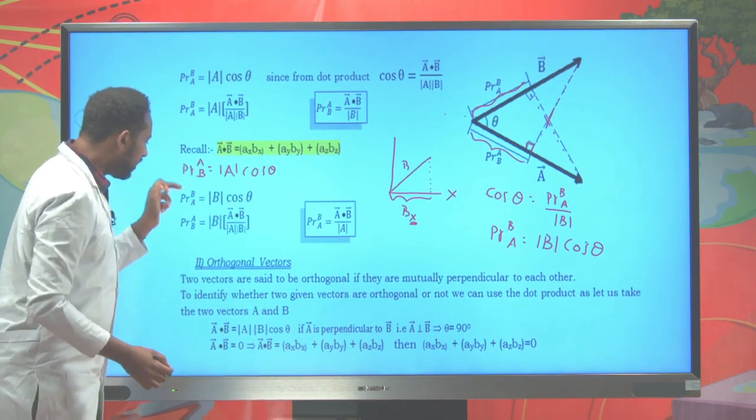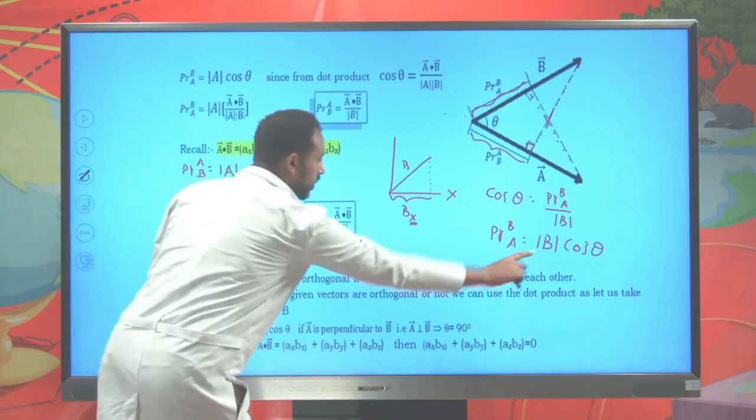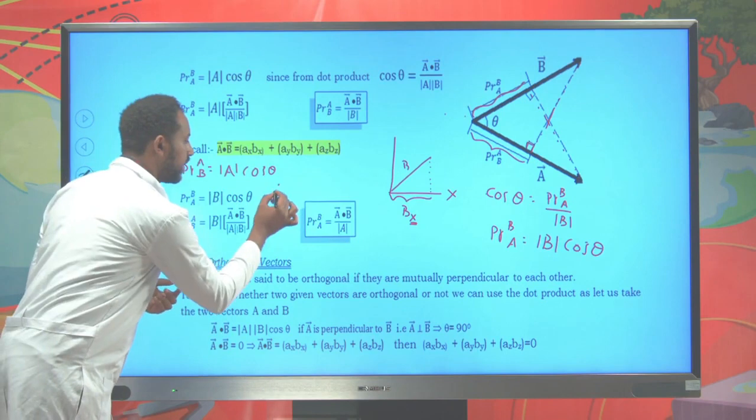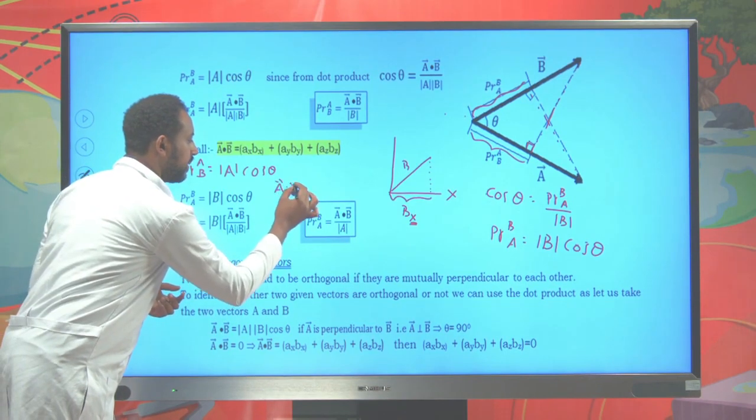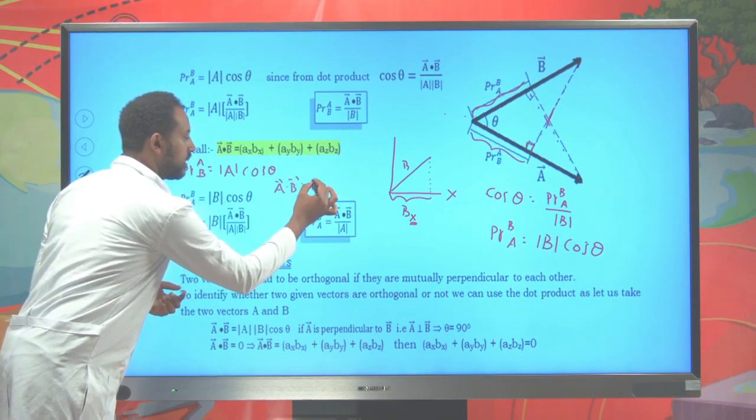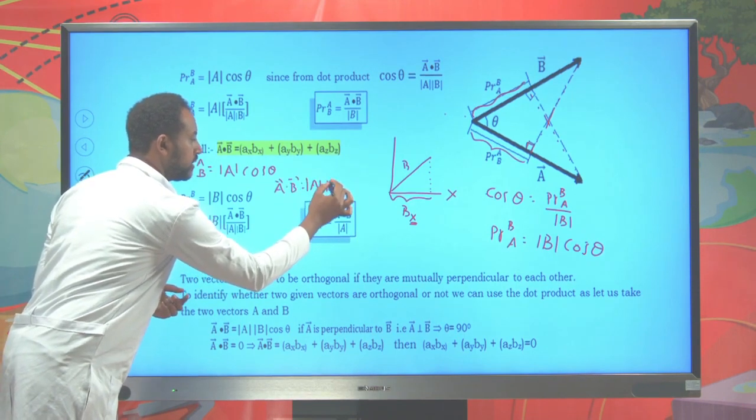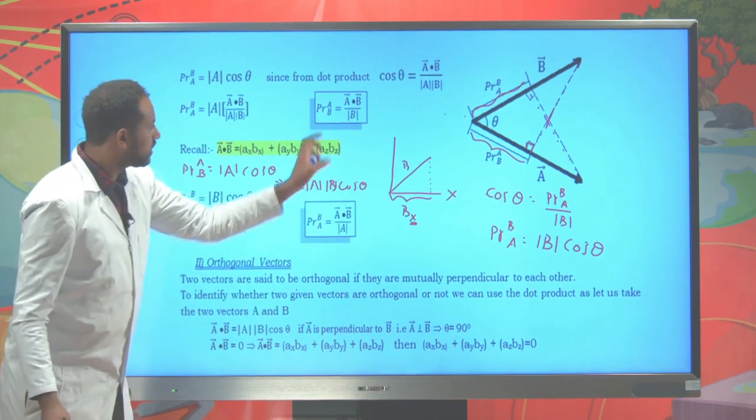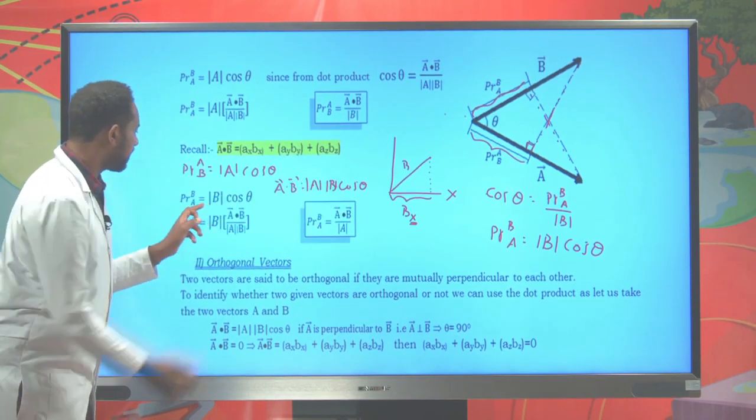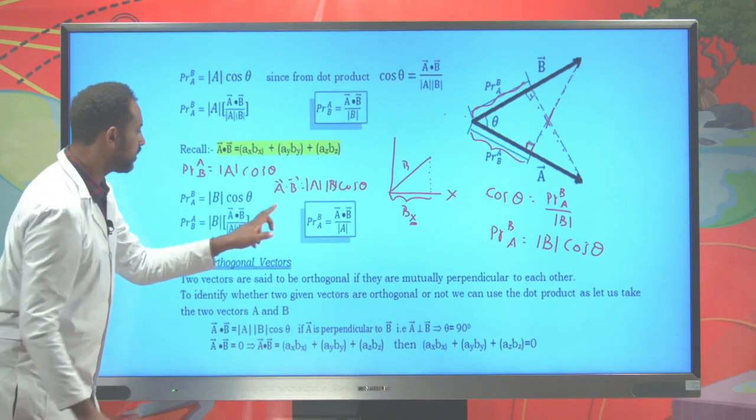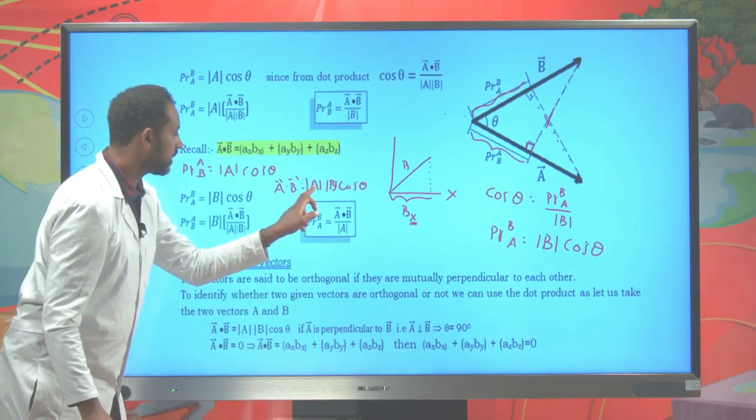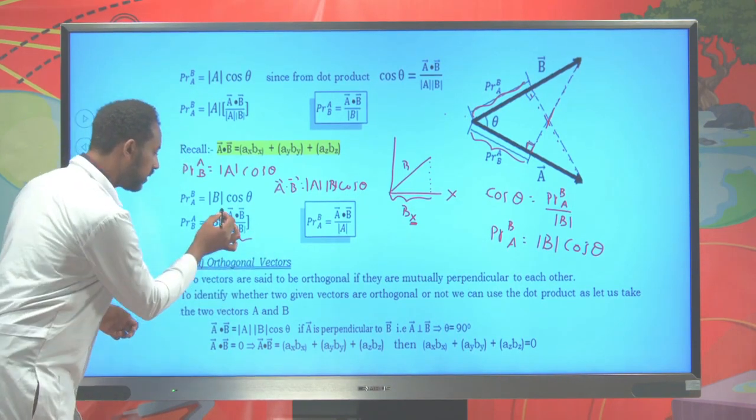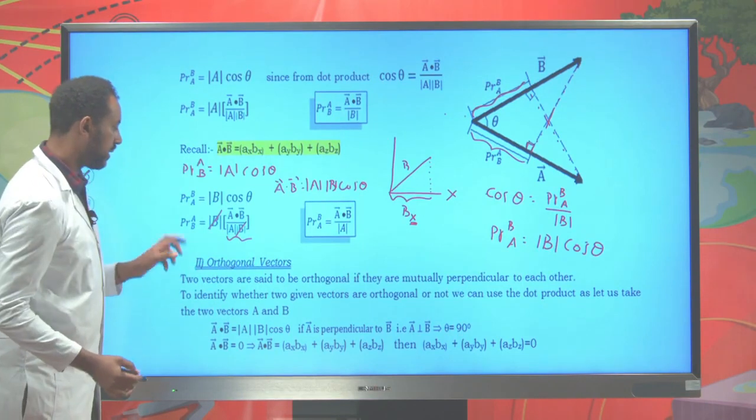If so, the projection of B onto A is the magnitude of B, as we have previously said, cosine of theta. And from the dot product, we know that A dot B can be given as magnitude of A, magnitude of B, cosine of theta. This is how we determine it. Instead of cosine of theta, you can put A dot B over the magnitude of A, magnitude of B. This is how we put cosine of theta. And you can eliminate the magnitude of B by the magnitude of B.